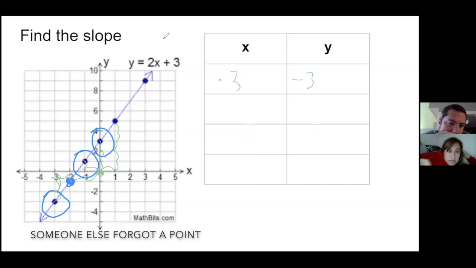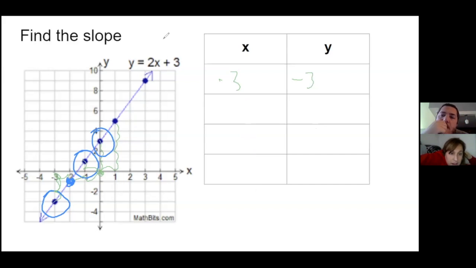So -3, -3, first one, good. And then the next one was -2, -1. Right, because we went back 2 and we went down 1, and down is negative. And the next one was back 1, up 1. Back 1 is -1, up 1 is positive 1. I guess you don't really need the plus sign. I guess it's just 1. Yep. And then the next one is 0, up 3. Yep. Okay. All right, so now we can find the slope.